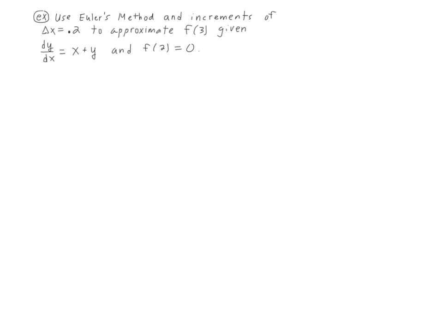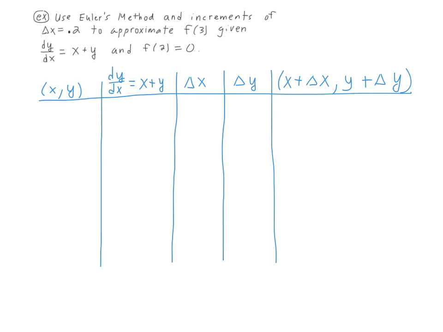So to do this, it's actually not that complicated at all. All you're going to do is make a table, and the table is always going to be set up the same way. So this is what the heading is going to look like in your table. So we're going to start with our point (x, y). Now, we know that the starting point here is (2, 0), right? That's the only point that we know that the curve passes through.